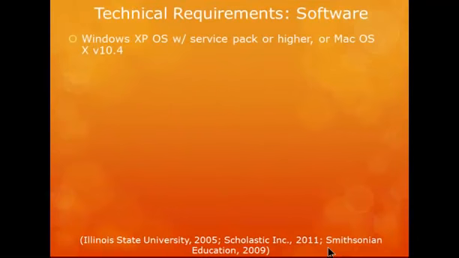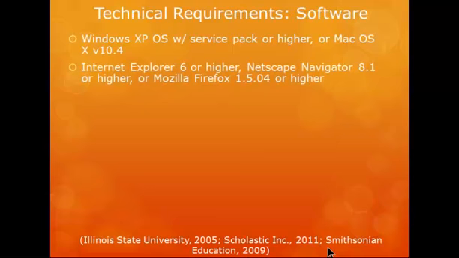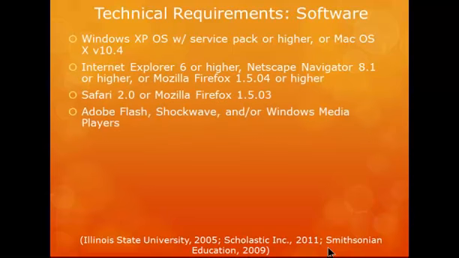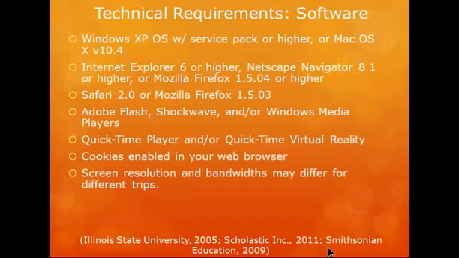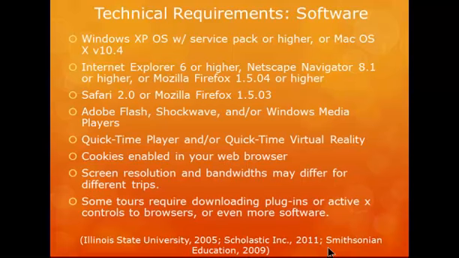Software includes the most up-to-date operating system that you can get, either for Windows or Mac, an up-to-date internet browser for Windows or Mac, and of course the different flash players available. Each site will be different on which one it wants to use. Cookies are needed to be enabled in your web browser, and you need to check screen resolution and bandwidth if you have a hard time seeing the tour. And of course, some tours require downloading plugins or ActiveX controls to browsers, or even more software.